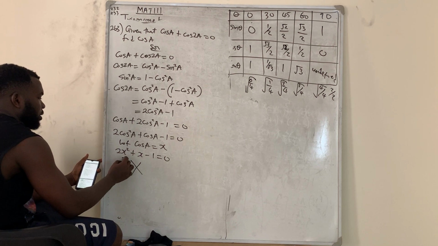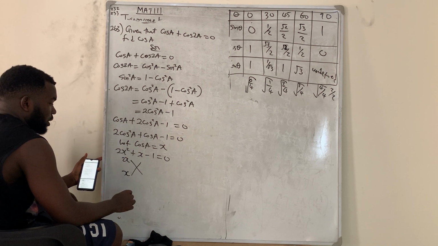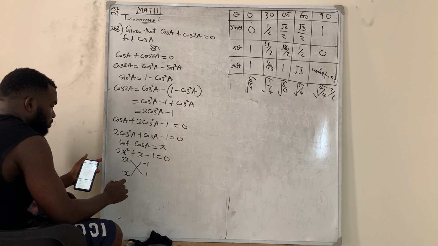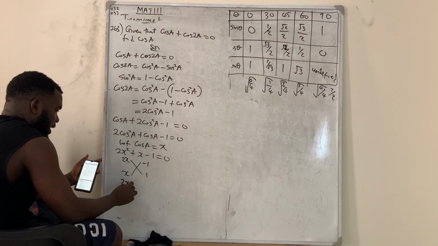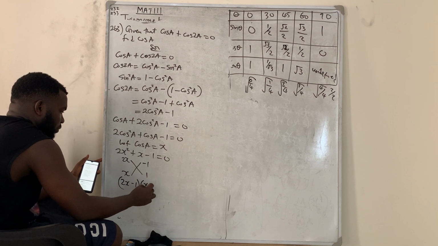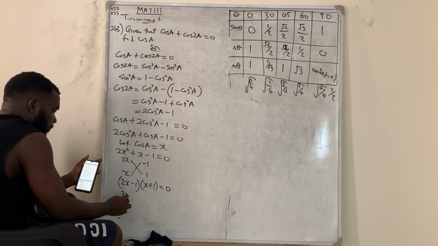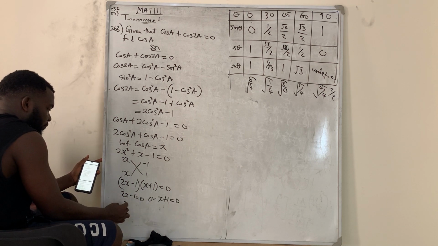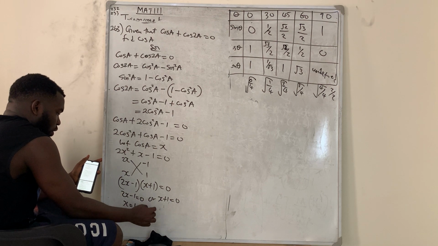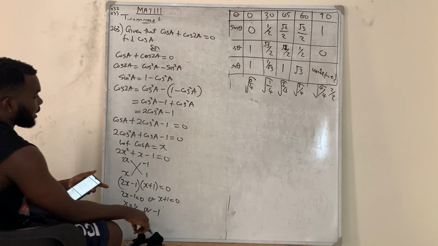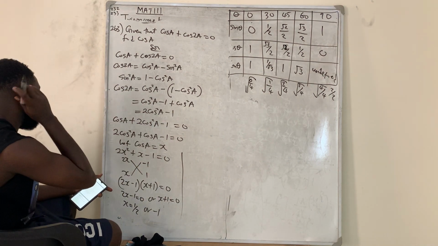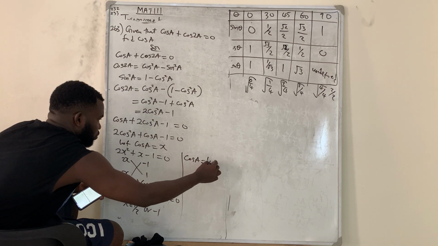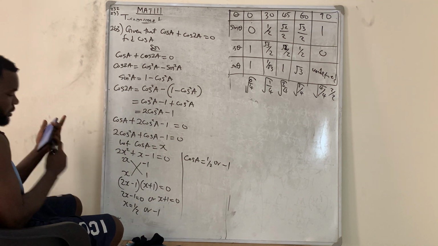If I solve this, 2x and x, and minus 1 and 1. If I cross multiply, I'm going to have (2x minus 1)(x plus 1) is equal to 0. So therefore, 2x minus 1 is 0, or x plus 1 is 0. So therefore, x is equal to 1 over 2, or minus 1. Since we have said that cos A is equal to x, therefore cos A is equal to 1 over 2 or minus 1. So that is that for that.